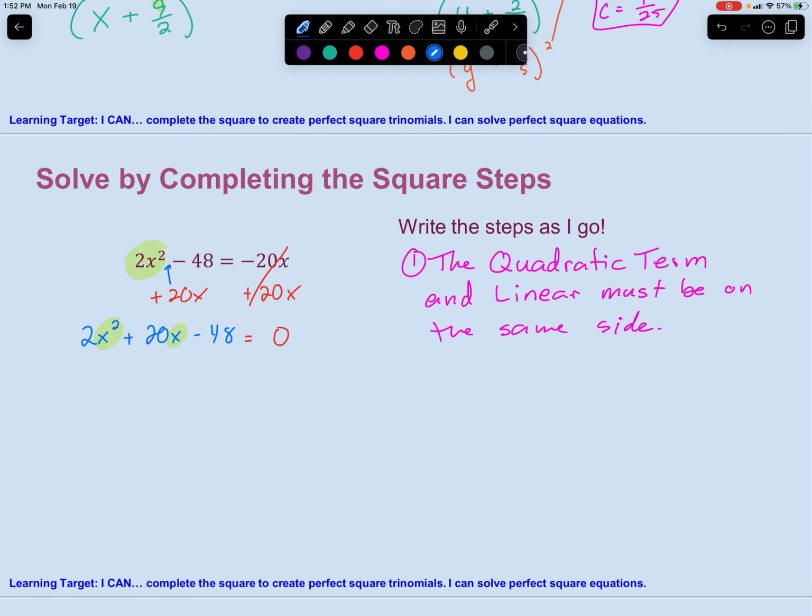The next thing that we need to look at is we need to move the old constant to the opposite side. We don't want it over here. We're about to get rid of it. And I'm going to use QT and LT for quadratic term and linear term.